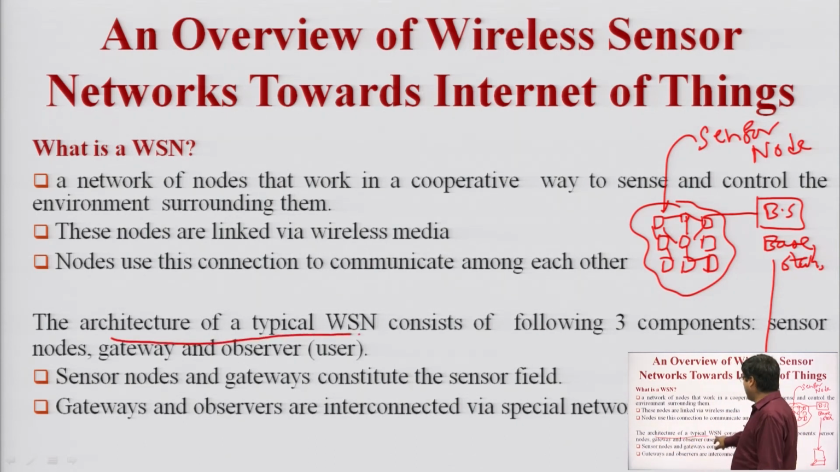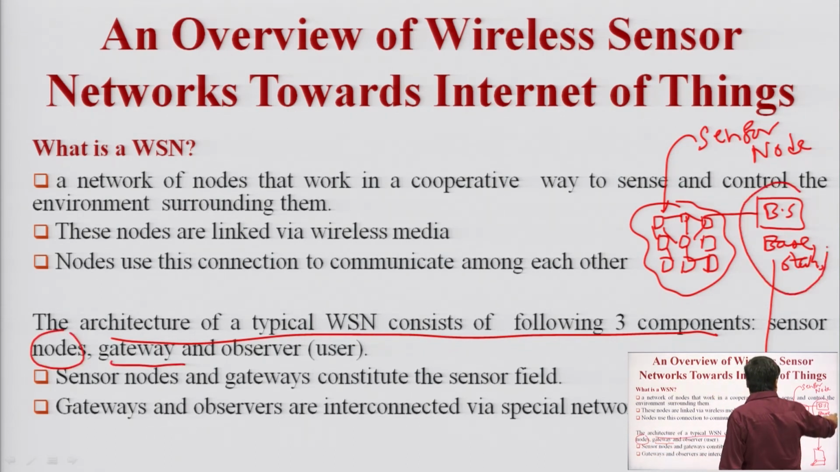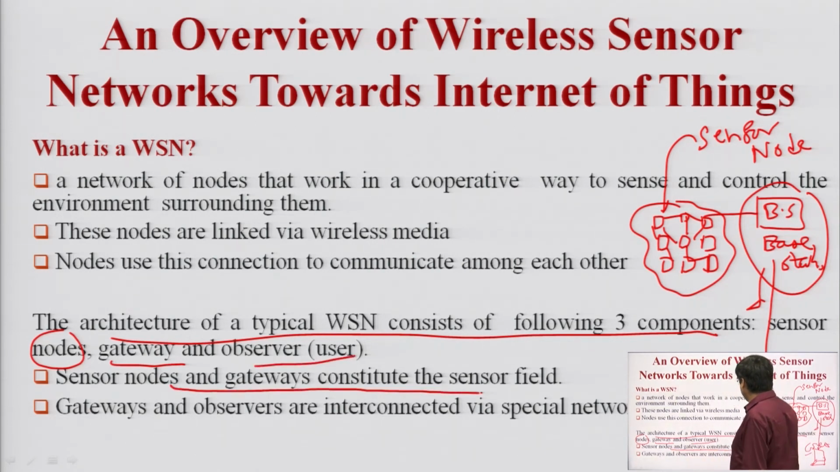So, the architecture of a typical WSN consists of the following 3 components. In WSN we have 3 components: sensor nodes that are capable of sensing the data. We have a gateway. Gateway means that it can route the data to the user, that is a computer, okay, and the observer, that is a user. So, sensor nodes and gateways constitute the sensor field.